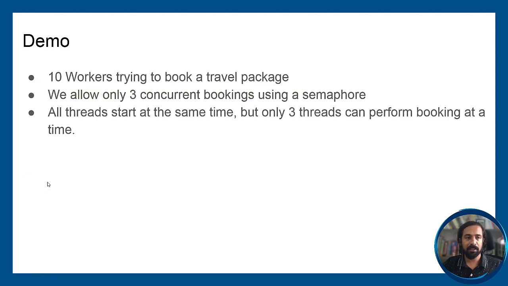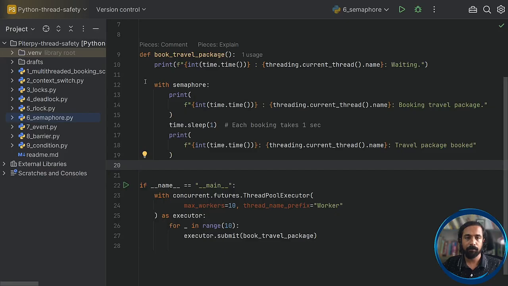Now let's see a demo of the same. Consider that we have 10 workers who are trying to book a travel package, 10 customers, and we allow only 3 concurrent bookings using a semaphore. All these 10 workers or customers try to book at the same time, but because of the presence of the semaphore, only 3 can book at the same time.